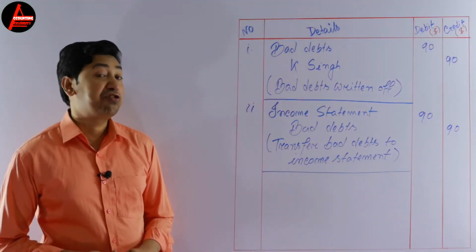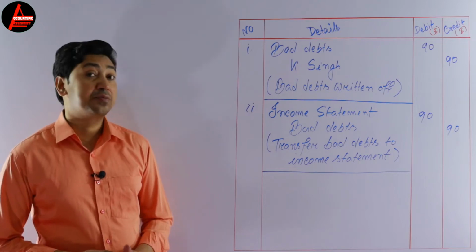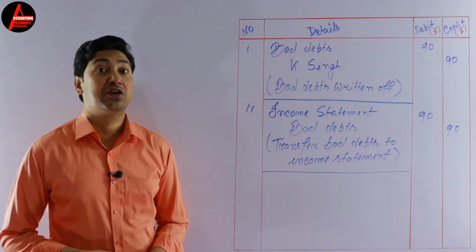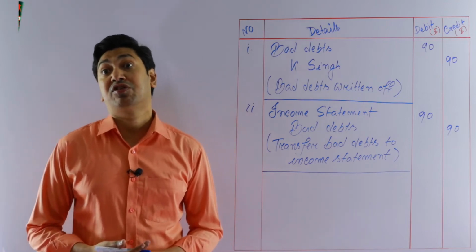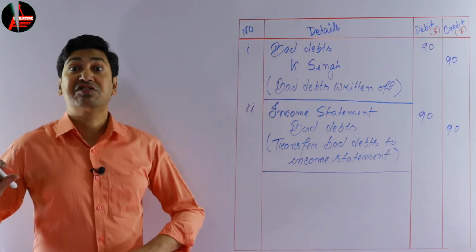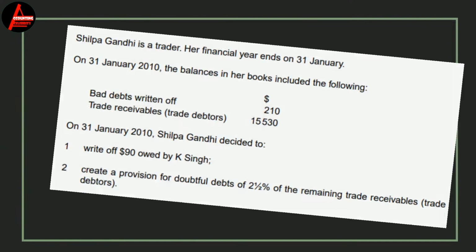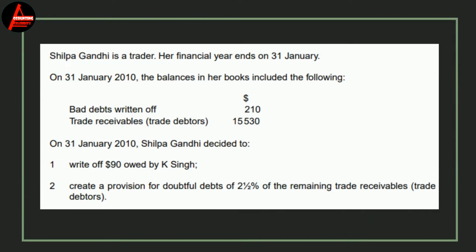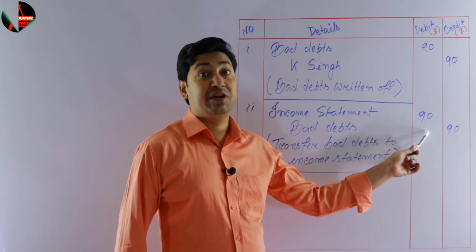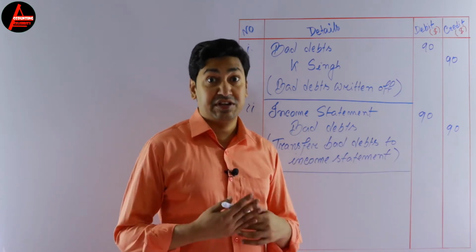But what is the entry here? We have to create provision for doubtful debts. Okay, so already you know that we need to create provision for doubtful debts on accounts receivable. We have here accounts receivable, which is 15,530. Okay, so from this 15,530, $90 is bad debt. So $90 will not be recovered. Okay, so we have to subtract this value.